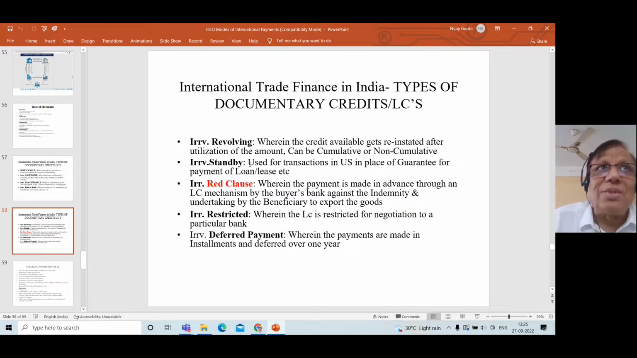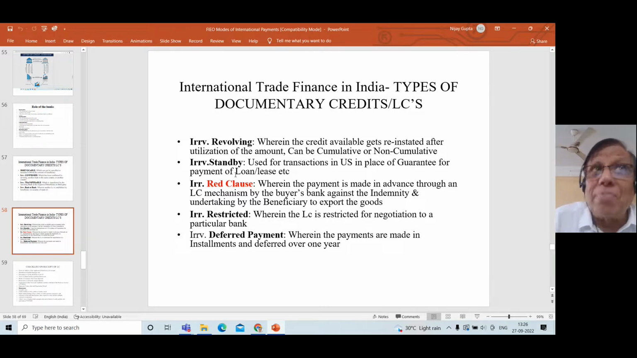Now, what are the other types of LCs which can be used? Like a revolving LC, which can be used again and again. Normally you have one buyer who has got so many orders, right? So instead of having 10 LCs for 10 orders, you can have one LC, like say for $1 million, and then you can use it for 10 orders of $100,000 each. It's very flexible. It can be cumulative, non-cumulative, very fantastic.